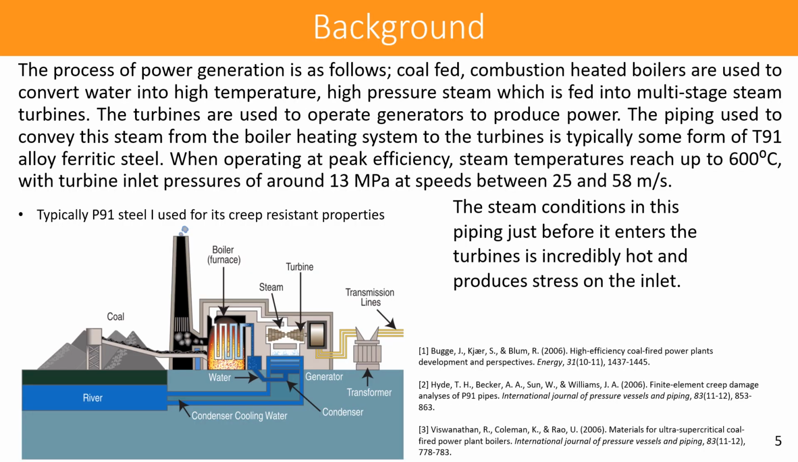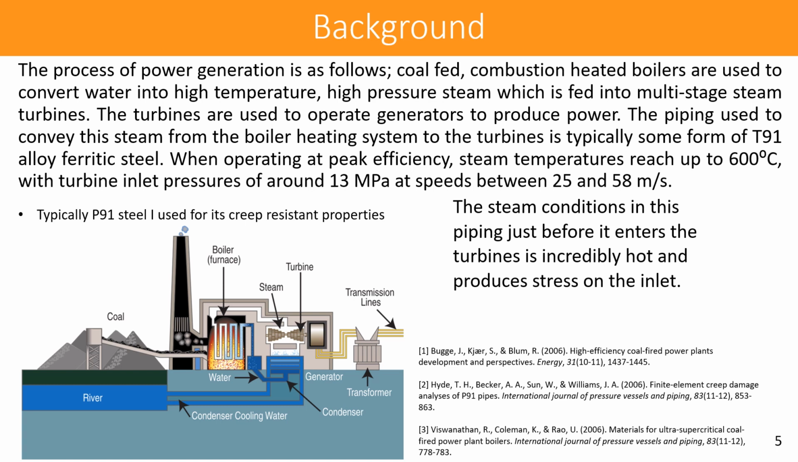So a bit of background on how these power plants operate. The process of the power generation is as follows. Coal-fed, combustion-heated boilers are used to convert water into high-temperature, high-pressure steam, which is fed into multi-stage steam turbines. The turbines are used to operate generators to produce power.